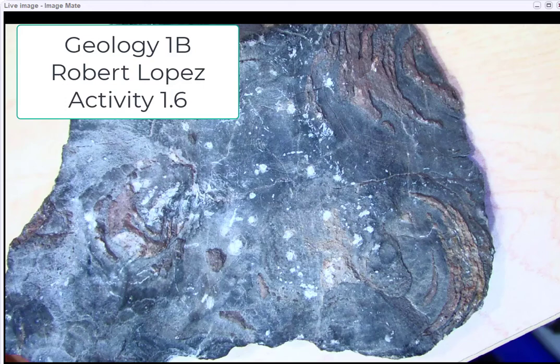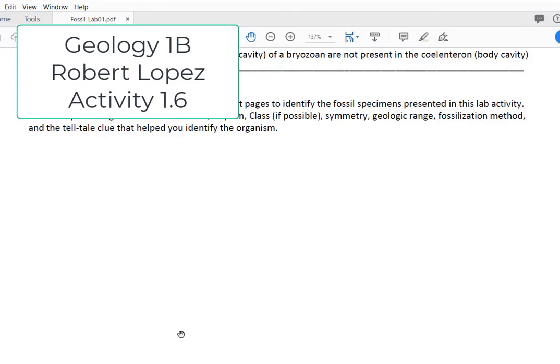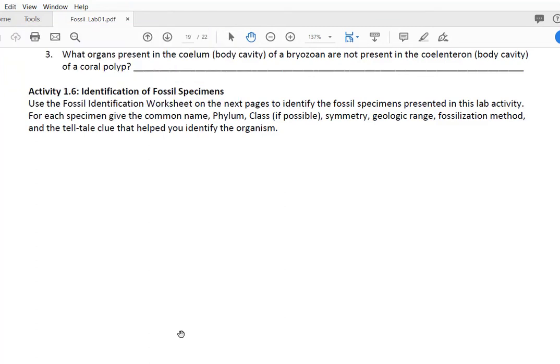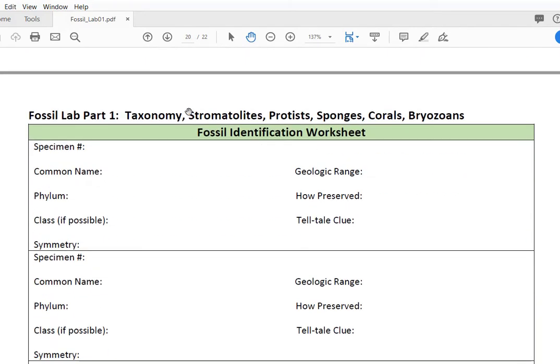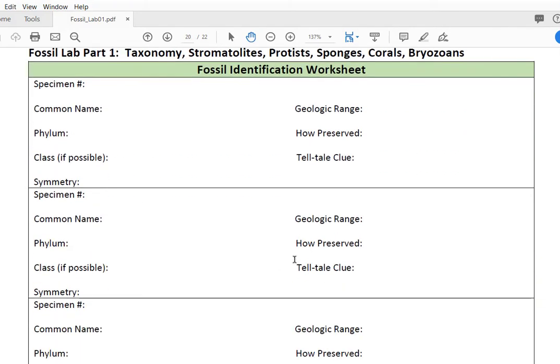Hello class and welcome back to Historical Geology. Today I want to look at activity 1.6 and show you 9 samples for you to identify, following the instructions from the lab for this week. Then we'll be filling out this table here, so there's only 9.